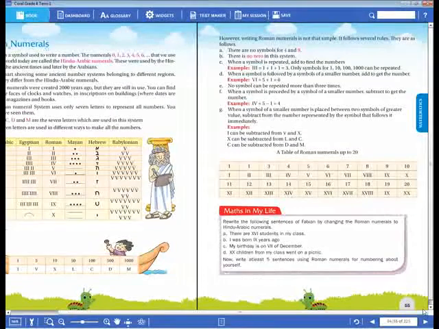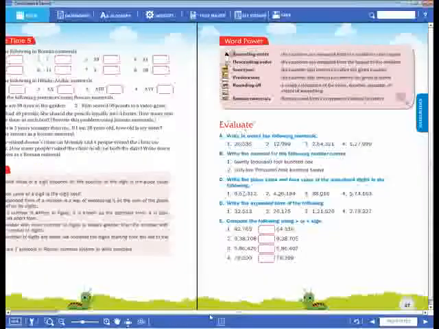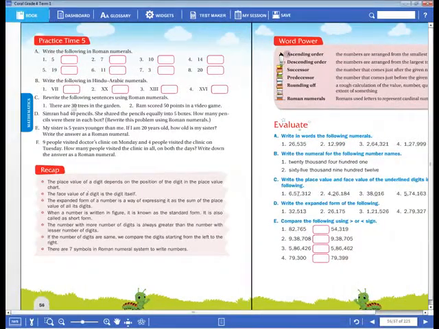Have you learned the Roman numerals, dear children? Okay. Now I hope that everyone has done the homework that I sent to you.